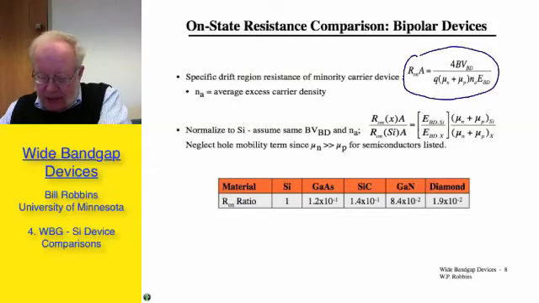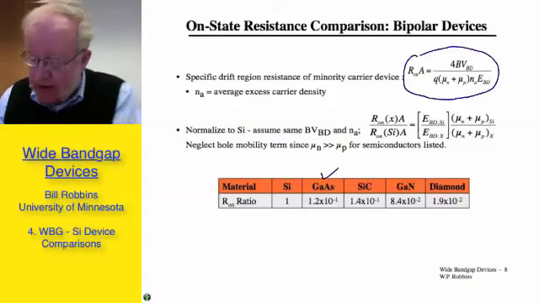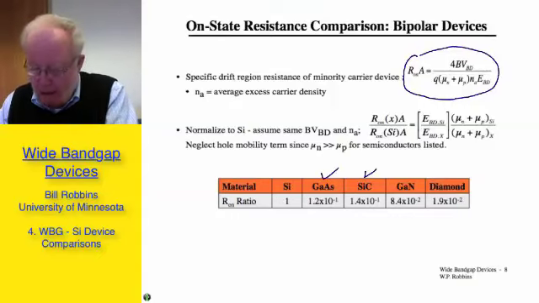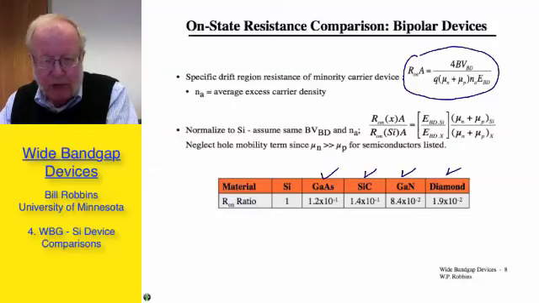And then in this table down here, we have, again, the gallium arsenide comparison, the silicon carbide, gallium nitride, and diamond. And progressively the ratio gets smaller and smaller as you go toward diamond. Even in silicon carbide, you have a specific on-state resistance about a factor of 10 smaller than that of silicon. And when you get to diamond, you have about a factor of 100. So again, indicating why we are interested in these materials.